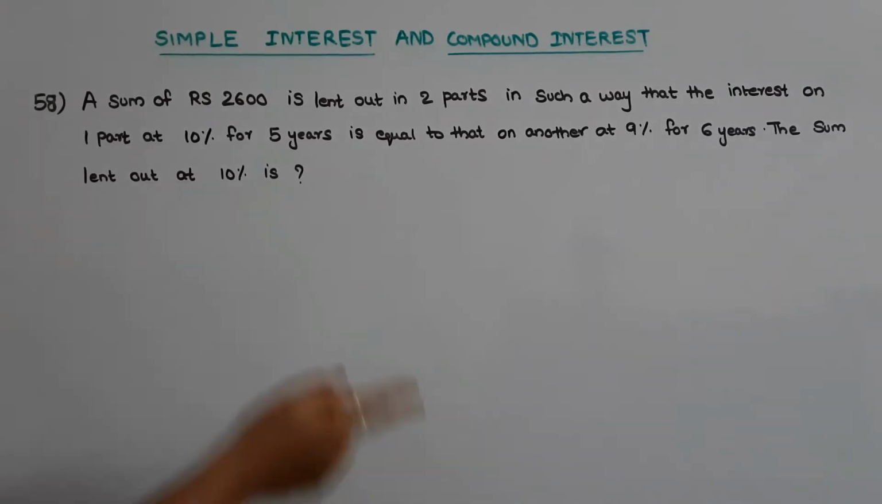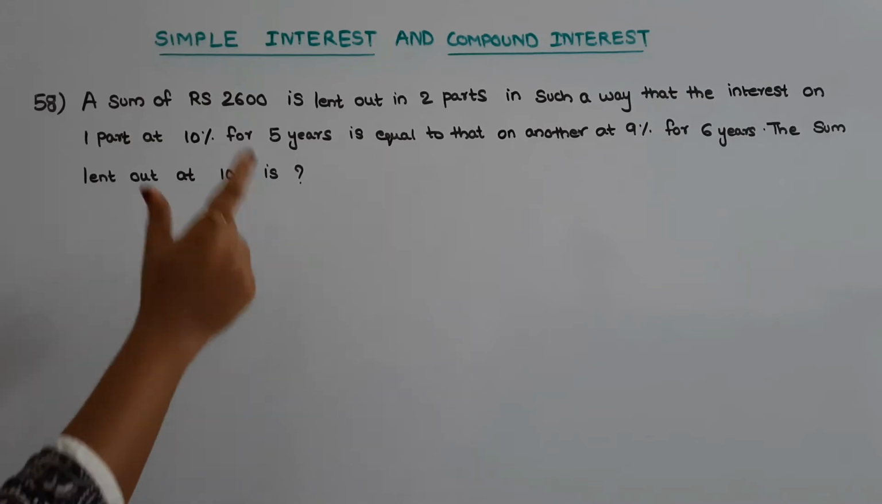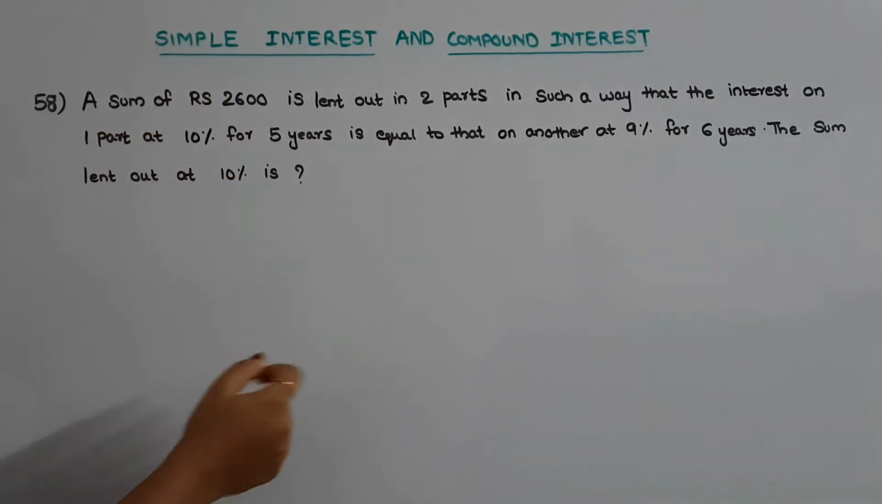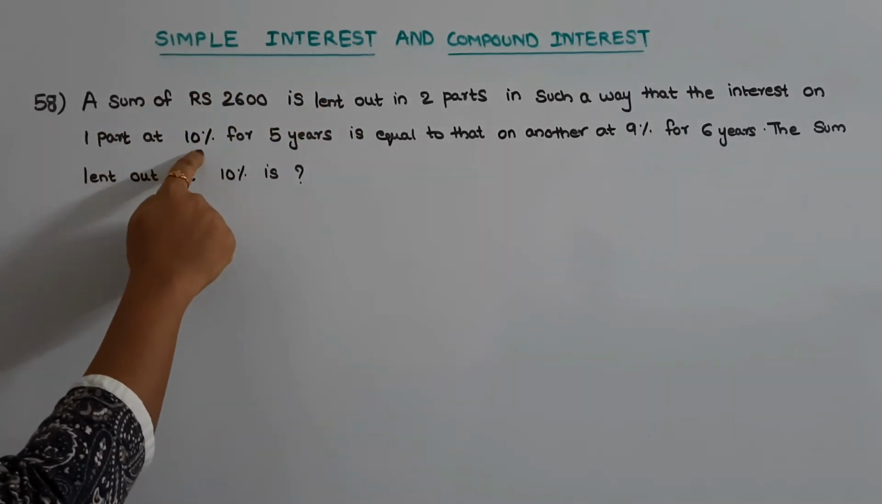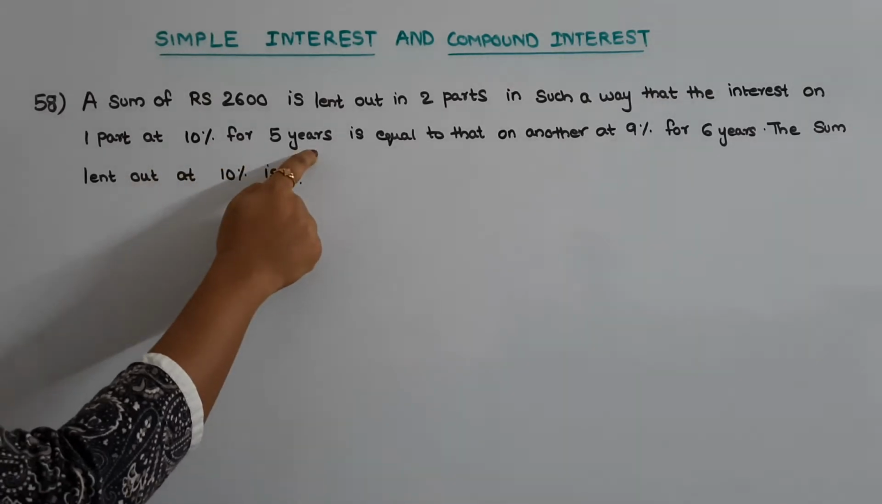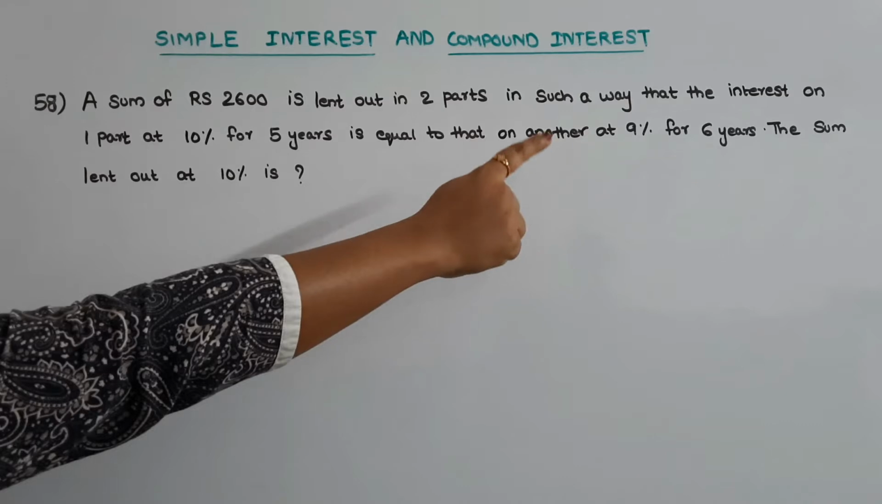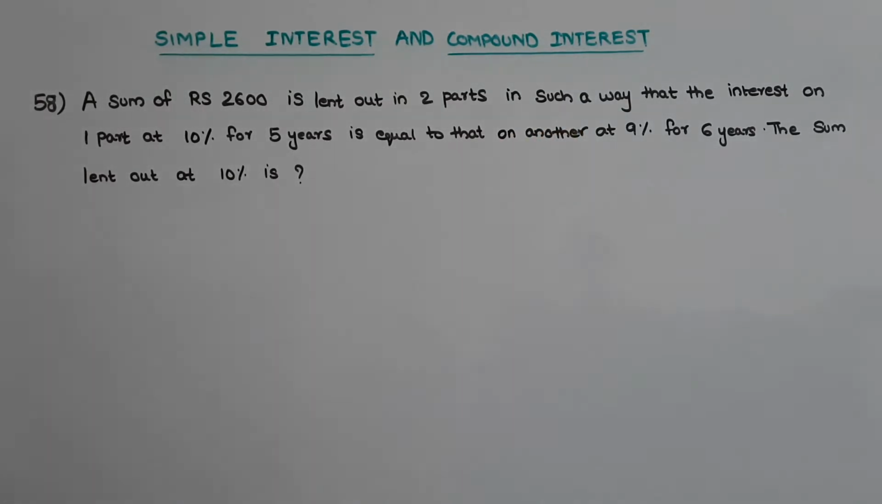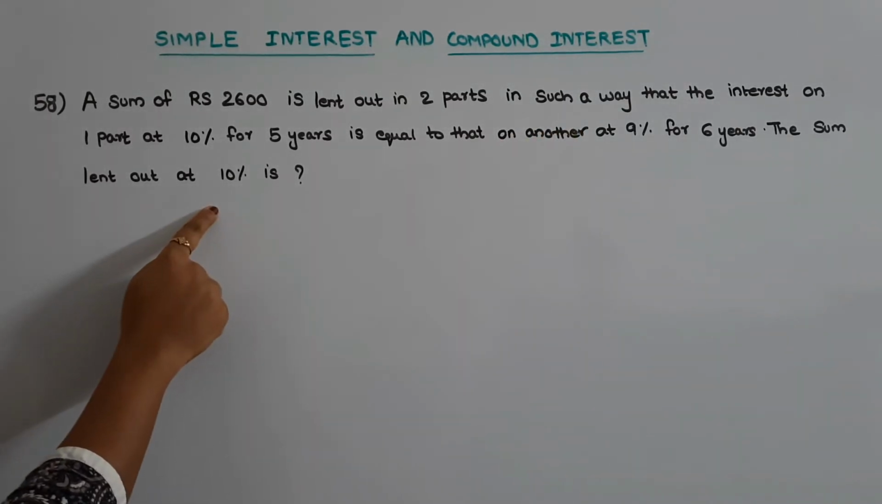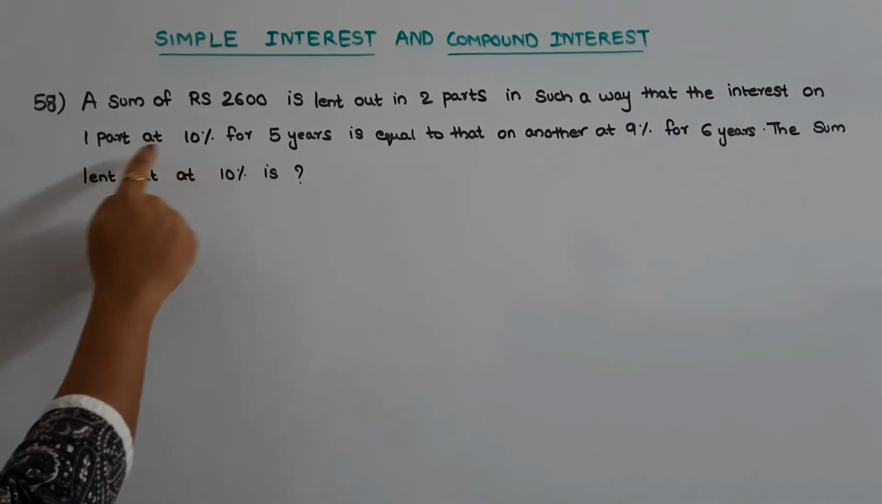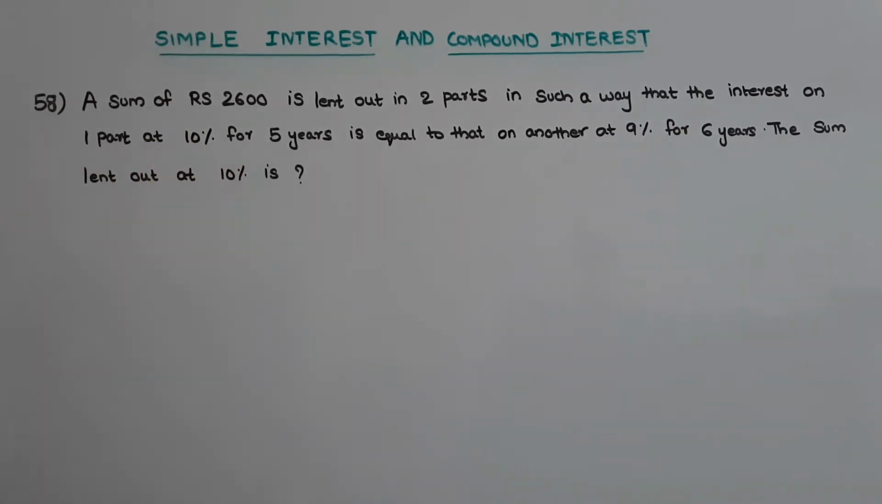So in this question they are telling that a particular principal value is lent out in two different parts. The first part was lent at 10% rate of interest for a time period of 5 years, and the second part was at 9% rate for a time period of 6 years. So we need to find out the principal that is lent for the first part, or for 10%.